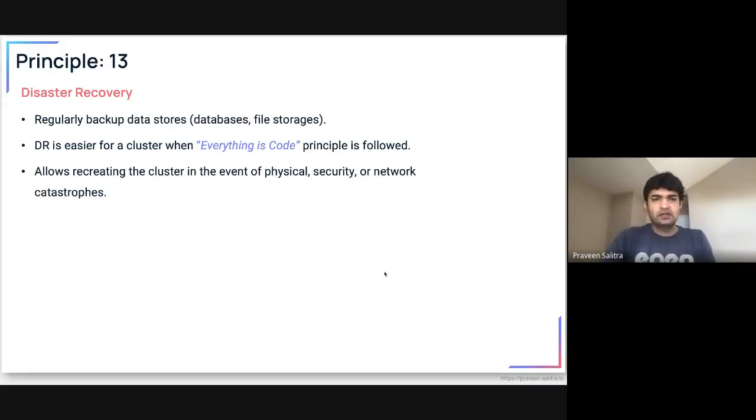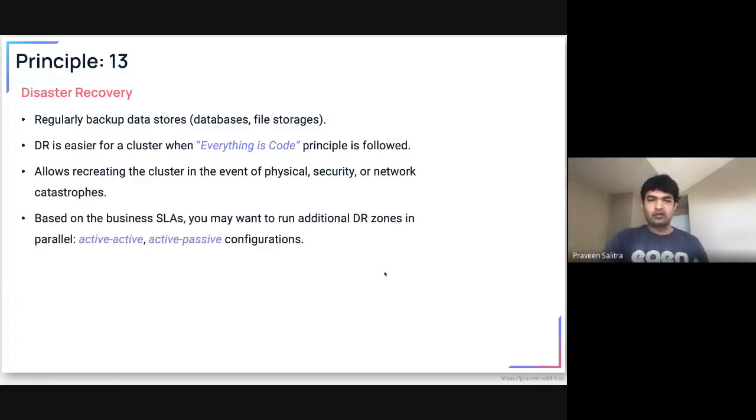The good thing is, if you are following everything so far, everything is a code principle, and other pieces as well. You can easily spin up other clusters in other regions all over the world on AWS, Azure and Google Cloud, comparatively easily. And then again, if you want to have active regions, that's also fine.